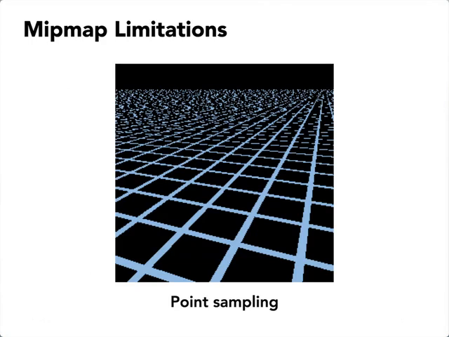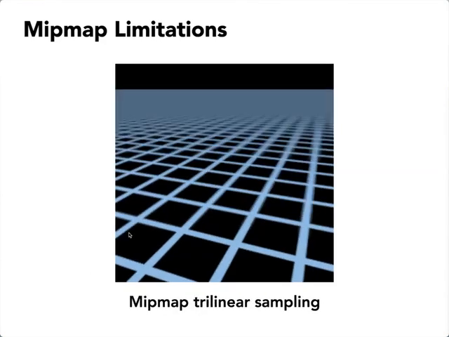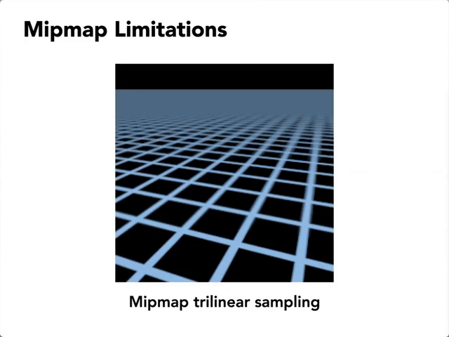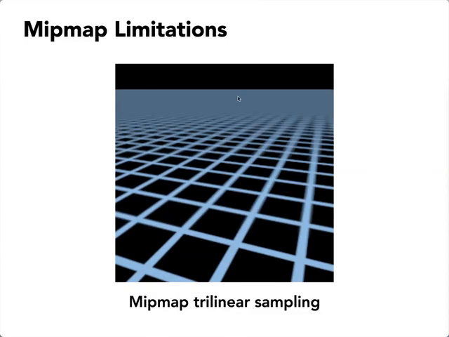But it's not perfect. It's very efficient, and it gives good results that are very robust across a very large number of scenes, but it's not perfect. This is supersampling 512x compared to point sampling. And this is MIP-map trilinear sampling. It eliminates jaggies in the foreground. It knocks out moire, all those other kinds of things. But if you look closely here, you'll notice that it overblurs. Okay, it's overblurring here.